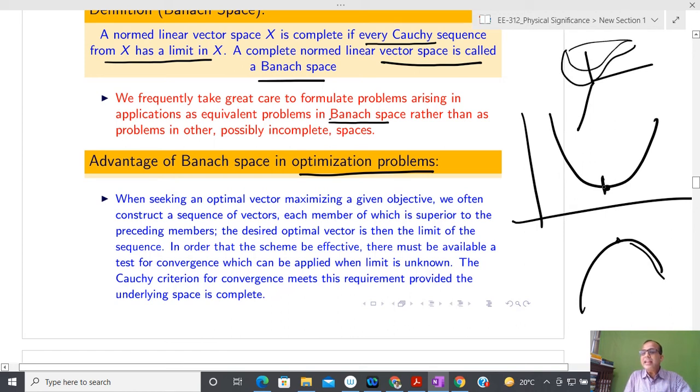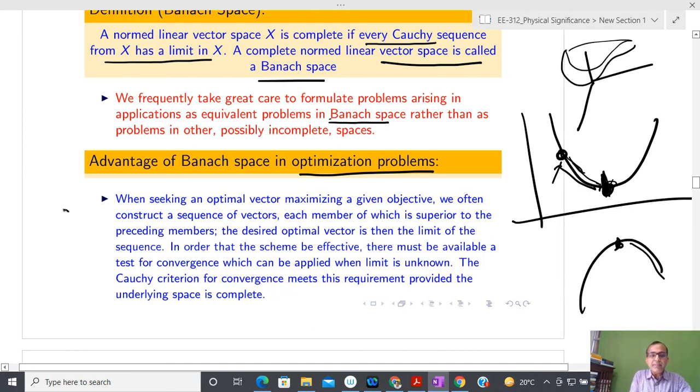Okay, so at that time, in order to identify this minima, if I am starting from here, I have to check the distance, and finally I have to show that the distance between these two is decreasing, and finally I am able to claim this minima or maxima. Okay, so if that is not a complete space, it is possible to show that I cannot come here or here. And due to that reason, whenever we are talking about an optimization problem, we assume that our underlying space is a Banach space.